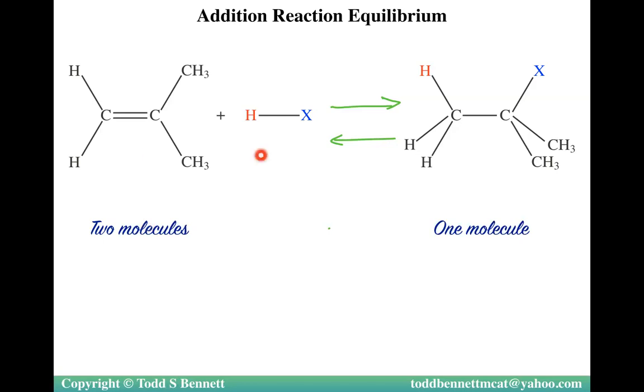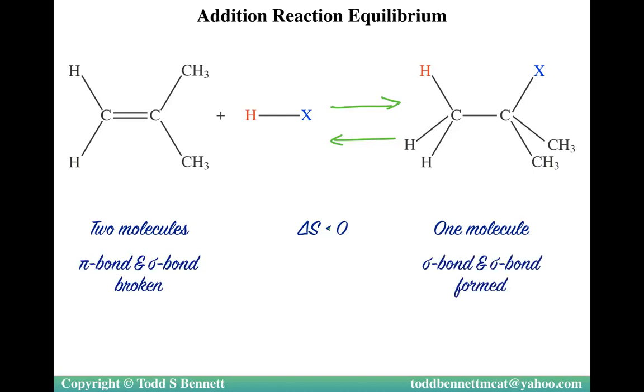We have two molecules on the reactant side, the alkene and HX, and on the product side as drawn, we have one molecule. So for the forward reaction, delta S is going to be negative. It's entropically unfavorable. For the reverse reaction, delta S will be positive. So let's just consider the forward reaction for now. So I have my delta S, it's negative, an unfavorable forward reaction. And then you have the delta H component.